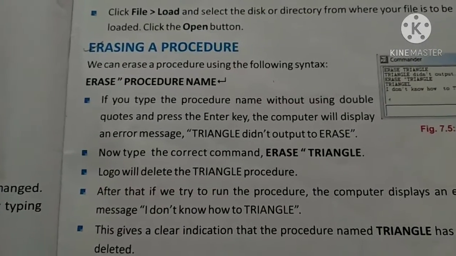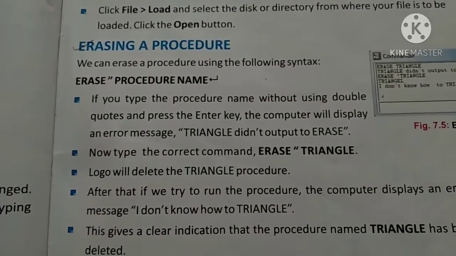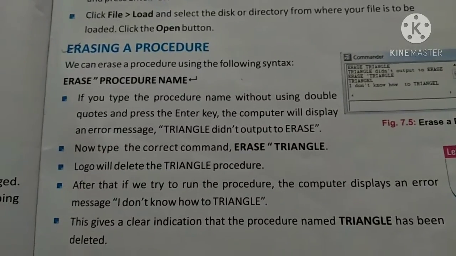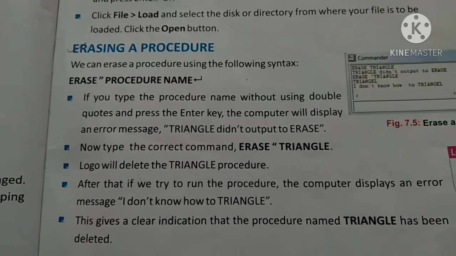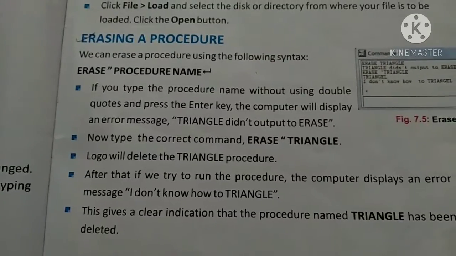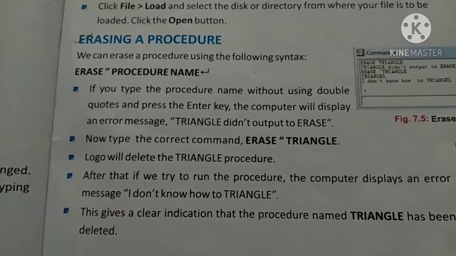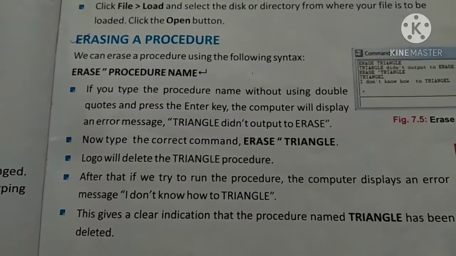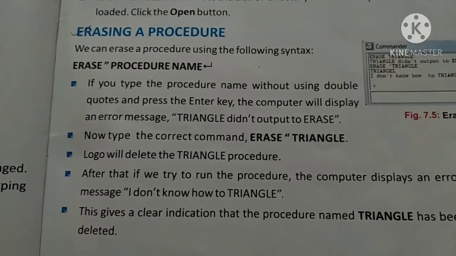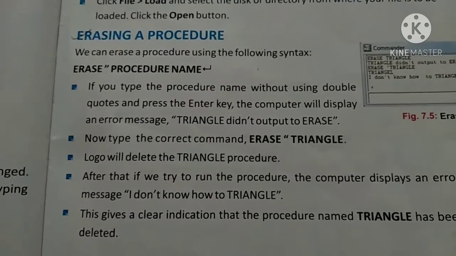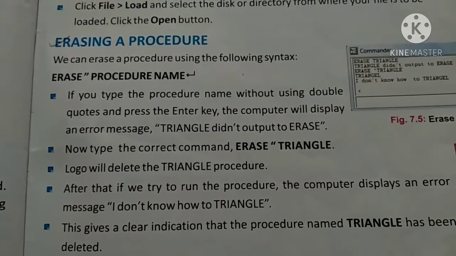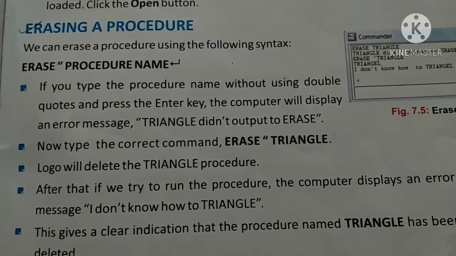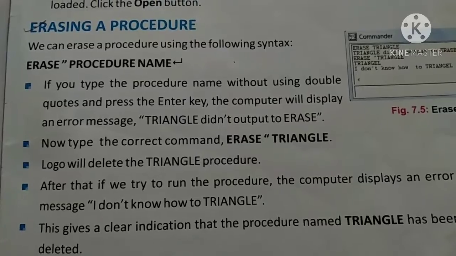How to erase a procedure? If you have written something wrong and you want to erase it, then how will you do it? We will use the erase command. Erase means like you have an eraser. If you have written something wrong and you want to erase it, we will use an eraser. So in this also we will use the erase command. We can erase the procedure using the following syntax: erase, double quotes, procedure name, and enter.